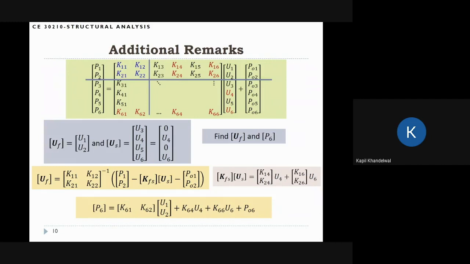Of course, you have to add this PO6 vector entry here. So this is the entire calculation for the support reaction P6.